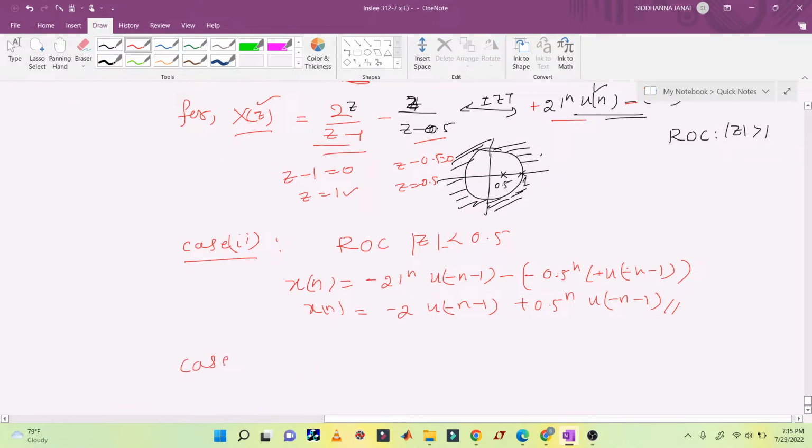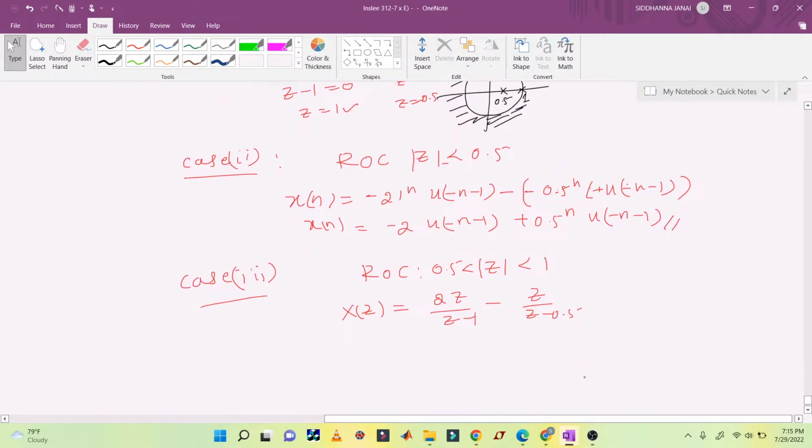Now let us look at case 3. ROC is magnitude of z greater than 0.5 but less than 1. So for this, let us write the equation again. We know that X of z is equal to 2z divided by z minus 1 minus z divided by z minus 0.5. Correct? So this is our equation.